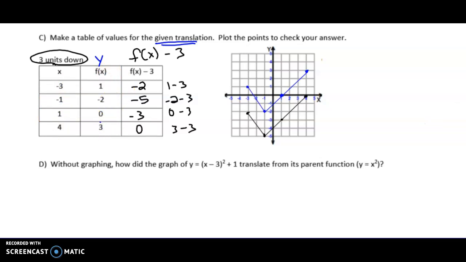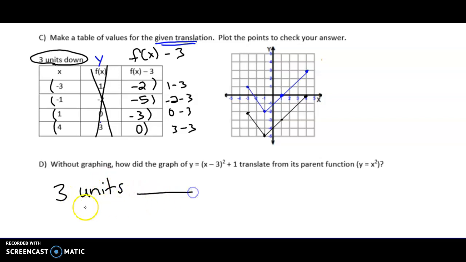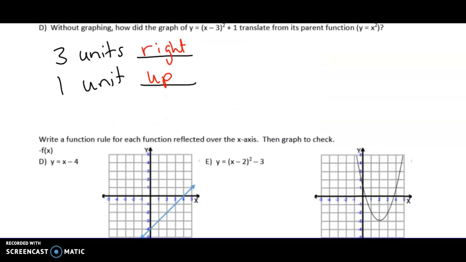So if we graph all those new coordinates, when you graph the new coordinates, you want to kind of imagine that middle column is not there. We want our original x, but our new y. All right, part D. Without graphing, how did the graph of y equals x minus 3 squared plus 1 translate? See if you can fill in the blanks. So we want to go 3 units which way and 1 unit which way. Up, down, left, right. So go ahead and pause your video. All right, so we went 3 units to the right and 1 unit up.